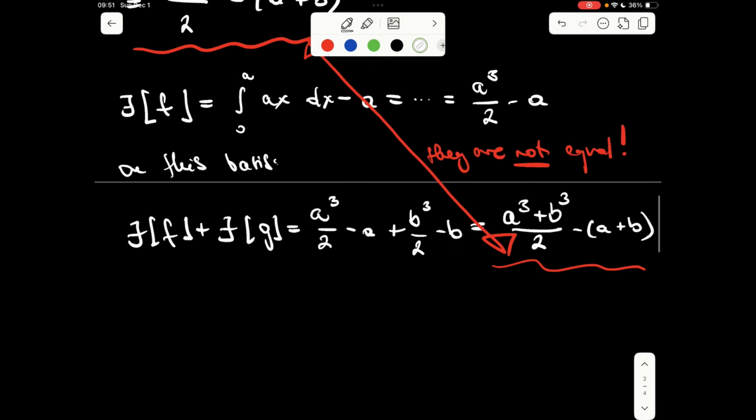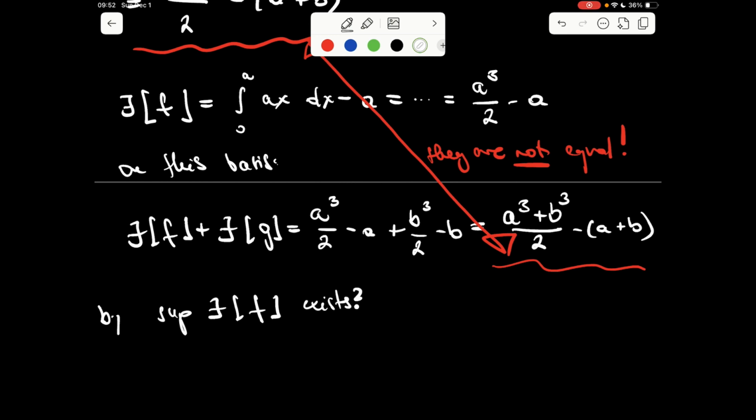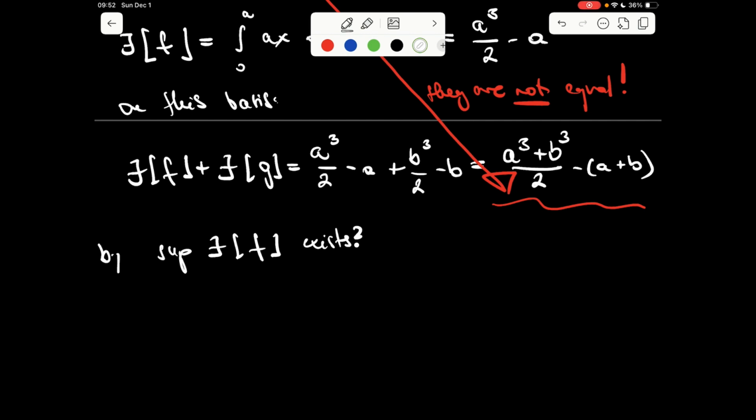Problem B. Let's check if there is a supremum, if it exists. From the previous point, it's just a kind reminder, we know that this is the functional value of any function f(x), supposing that a comes from this closed interval.